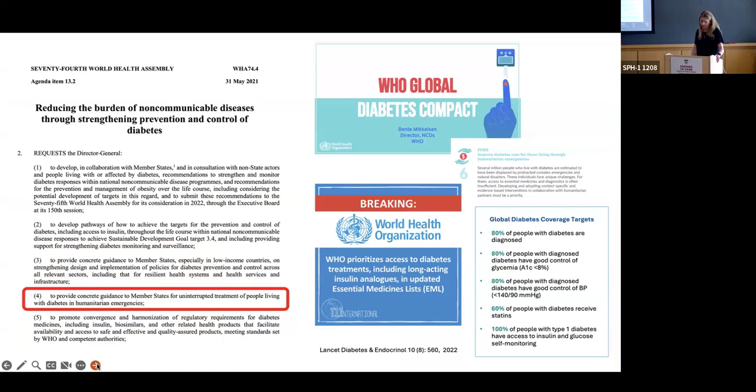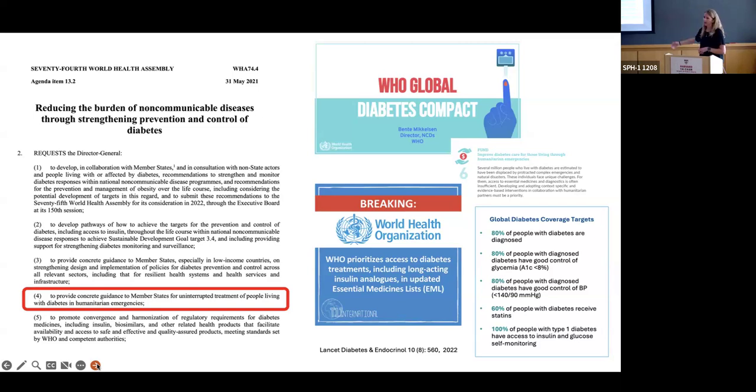And then a big win was at the World Health Assembly in 2021. They signed into effect this high-level resolution on diabetes care, and they included a paragraph on providing concrete guidance to member states for uninterrupted treatment for people with diabetes in humanitarian settings. So they included humanitarian populations in this. So basically now the WHO member states have a mandate to look at this, which is a first step for WHO to be able to take this on.